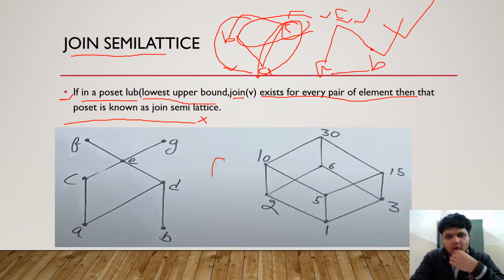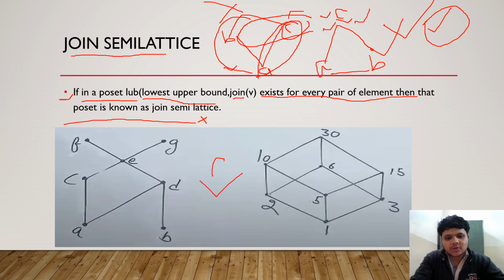Now there is a short trick for finding whether a figure is a join semilattice or not. If the figure has a single top, just like this, then it is not confirmed that it will be a join semilattice, but we can consider that it can be a join semilattice. But if in a figure there is no single top, then directly we can say that it is not a join semilattice. I hope it is clear.